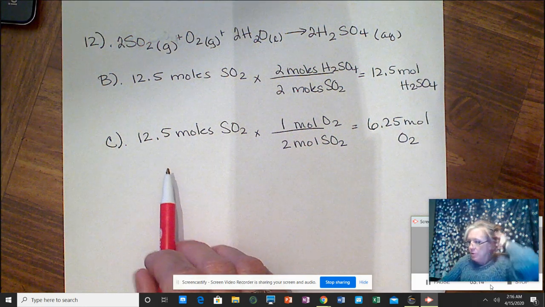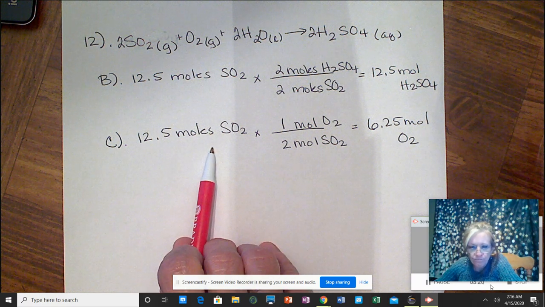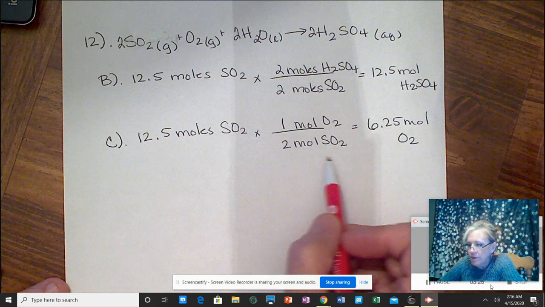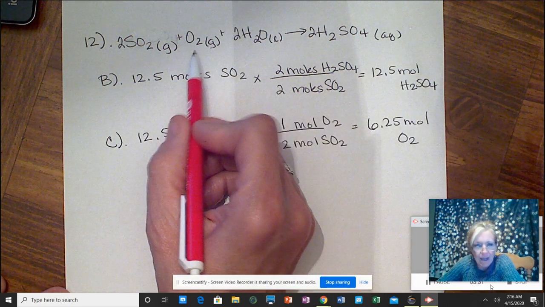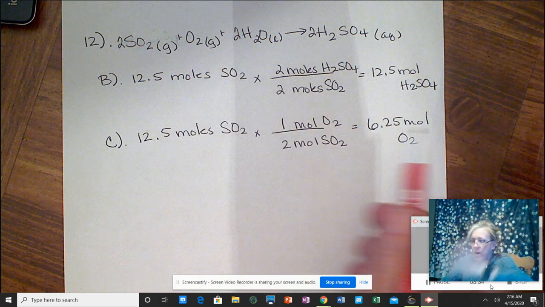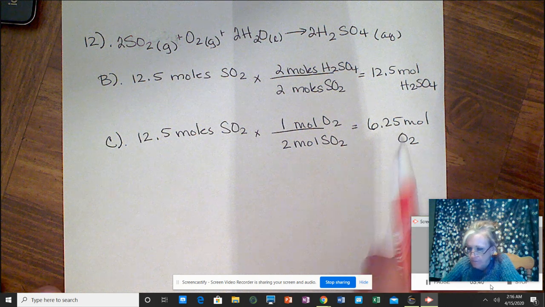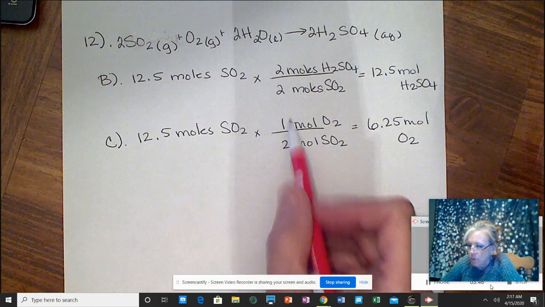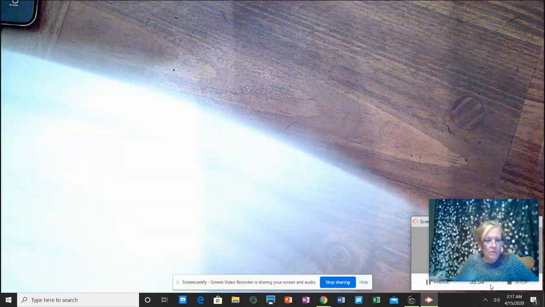All right, so here we have 12.5 moles of SO2. We don't have to change it to moles, it's already in moles. We write our mole to mole ratio. We're going to moles of O2 this time though. So we're looking for one of the other reactants, okay? So we write our mole to mole ratio. These numbers come from the coefficients in our balanced equation. Okay, so we have a 1 here and a 2 here. 12.5 times 1 divided by 2 is 6.25 moles of O2. All right. I will scan these and post these too, so you'll have those.